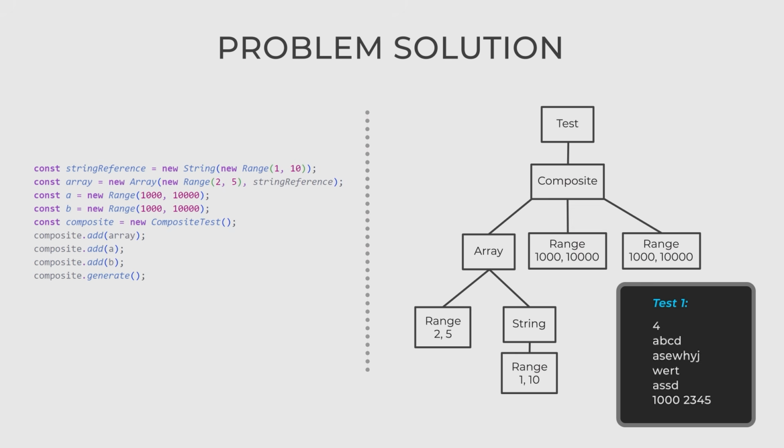When a client calls the generate method, composite test calls generate for each test element it contains, then they do the same. At some point, the process will reach so-called leaf nodes with no containing elements. In our case, composite test will call generate on the array and numbers. The numbers will return instantly, but the array has to generate the numbers from the range, get the number of strings it should contain, and then call generate that many times on the original string.